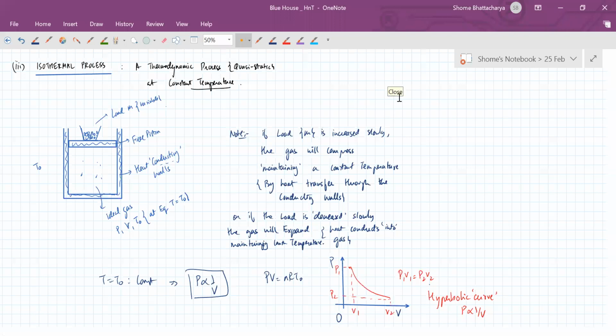Yeah, heat conducts into the gas means that it conducts into the chamber from outside. The direction of heat conduction is from the outside into the gas.